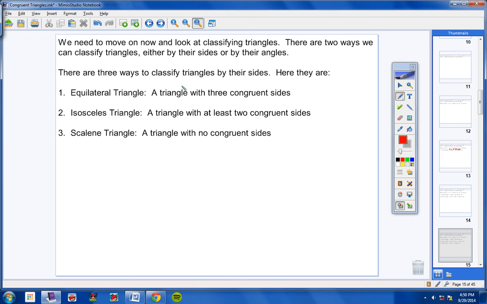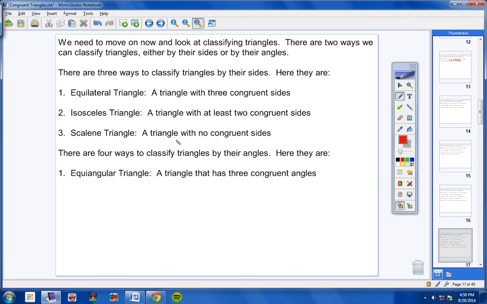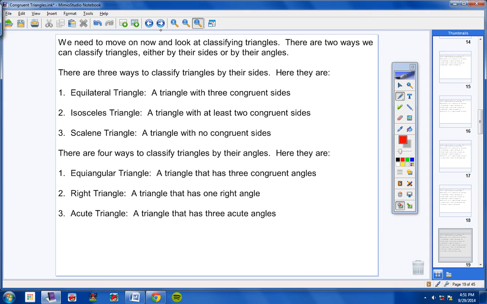Now, moving on. Please write quickly. I know I'm kind of jamming you guys. We have to hurry. There are 4 ways to classify triangles by their angles. 4. Here they are. Number 1, an equiangular triangle, and that's a triangle that has 3 congruent angles. Number 2, a right triangle, and you know what that is, a triangle that has 1 right angle. Number 3, an acute triangle. An acute triangle is a triangle that has 3 acute angles.